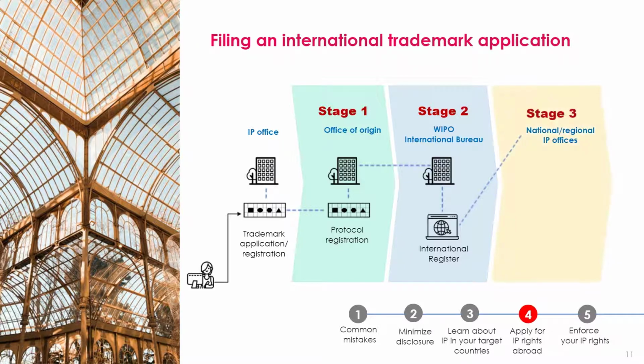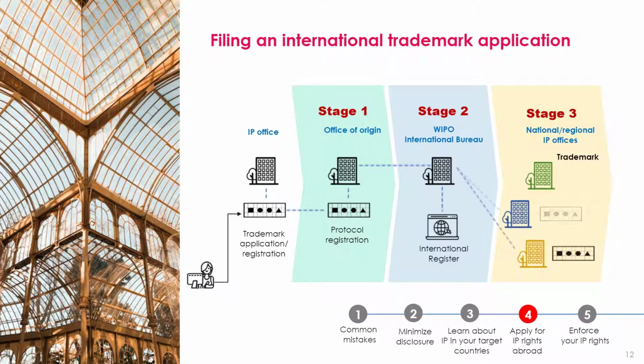At Stage 3, each contracting party will examine the trademark according to their respective legislation. They will make their decision within 12 or 18 months in accordance with their legislation. For each decision, WIPO will update the International Register and notify the applicant. If an IP office refuses to protect the trademark, it will not affect the decisions of other IP offices.